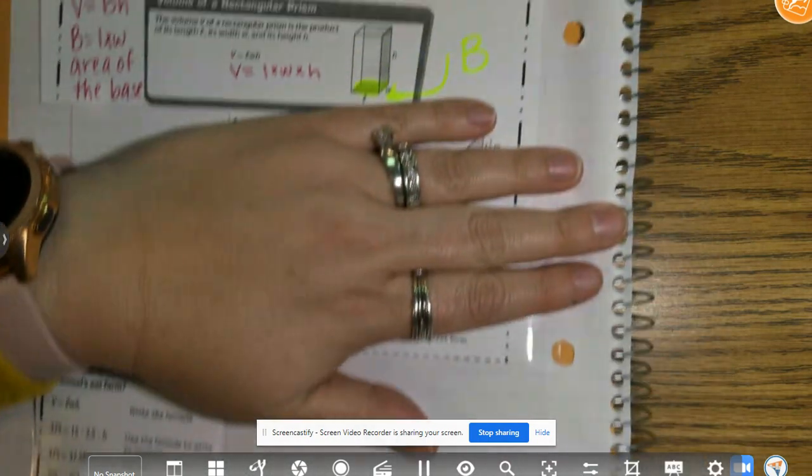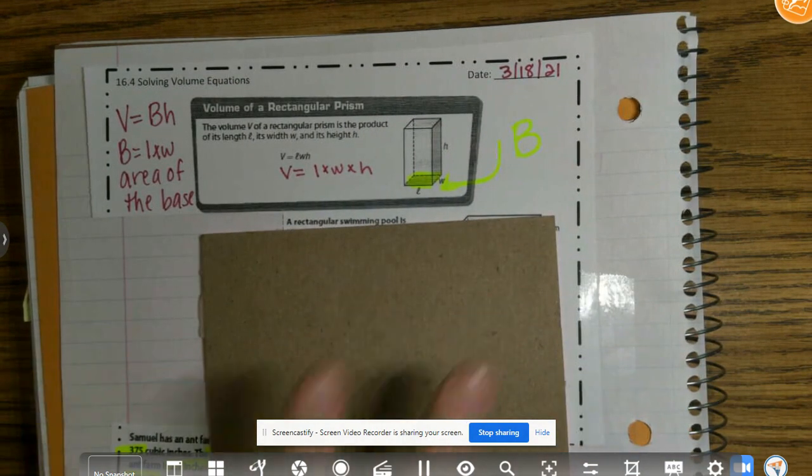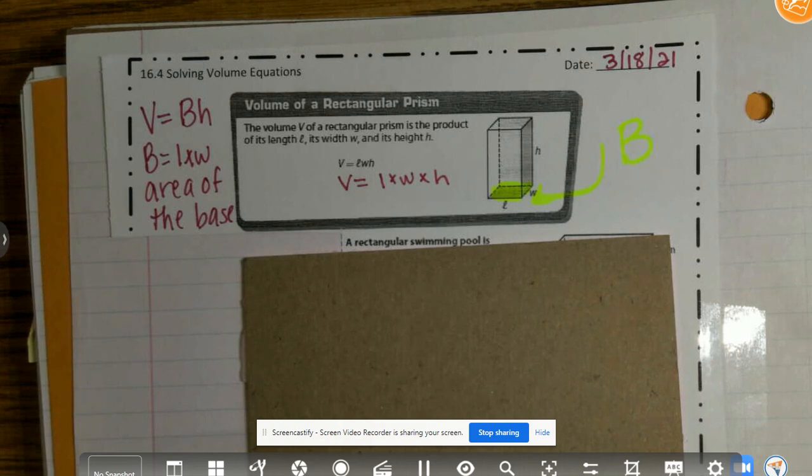Next unit is coming up next week. All righty. So we're going to do our volume unit, and I'm going to do this a little differently today. All right, so solving volume equations.